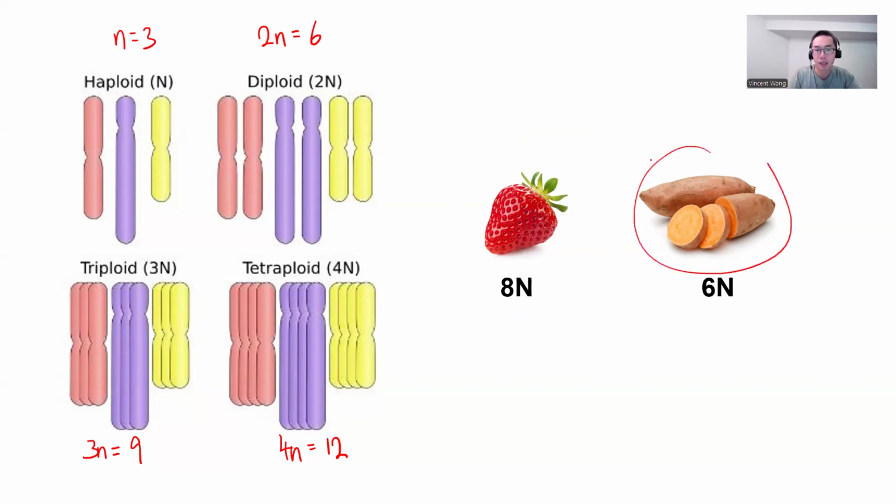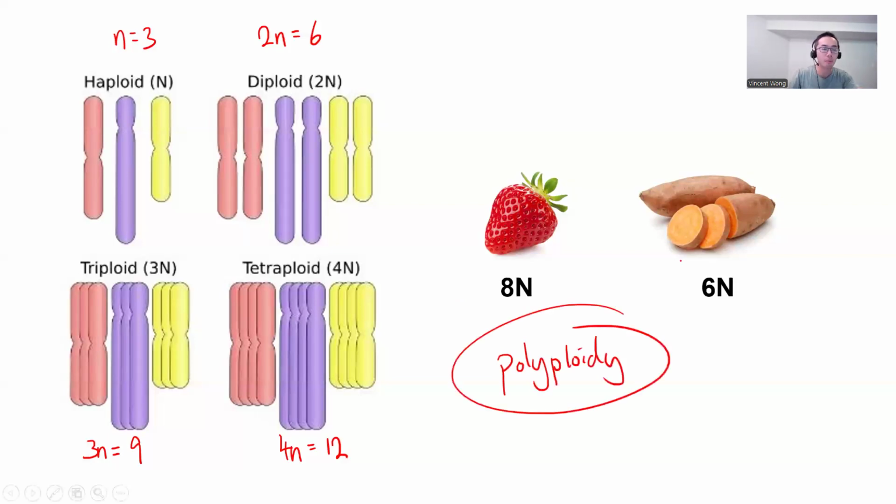And then this is sweet potato, or some people call it yam, it is a hexaploid, right? So whenever you have more than 2 sets, we call them polyploidy, which is more than 2 sets of chromosomes. And you can specifically call them triploid, tetraploid, so on and so forth, but generally, polyploidy is more than 2 sets. Okay.